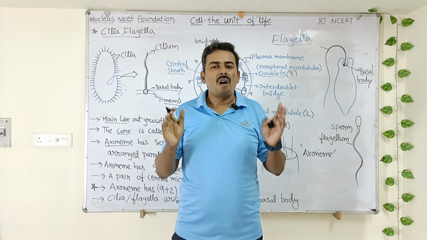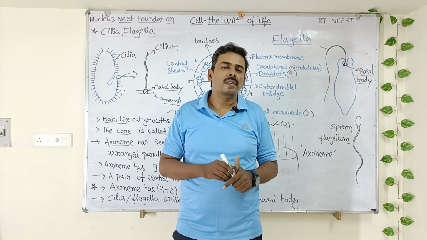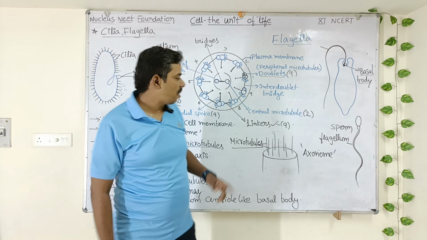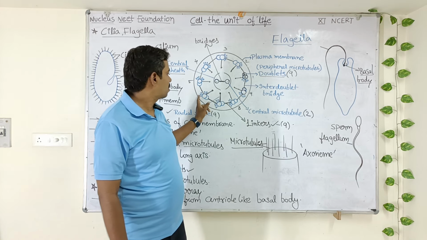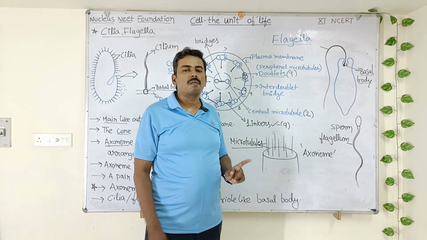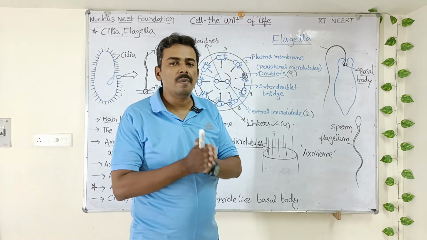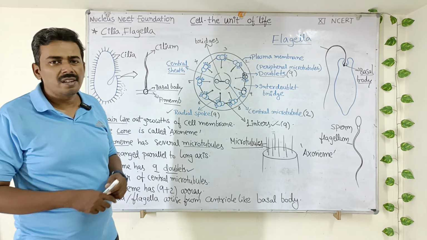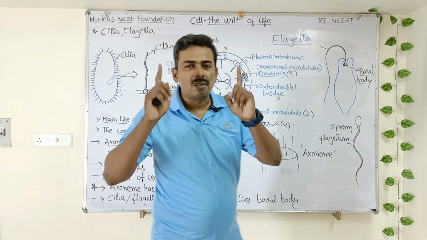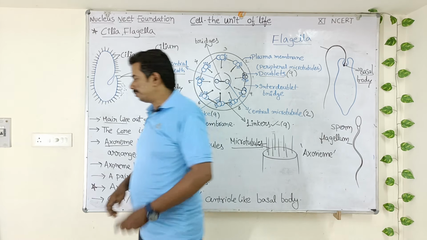It is not discussed in the NCERT book, but I will tell you the function of these structures which look like small tennis racket structures. These are called Dynein arms. They are useful for movement of cilium and flagellum. Then how cilia move and how flagella move, I will explain with one wonderful experiment. Let's see.